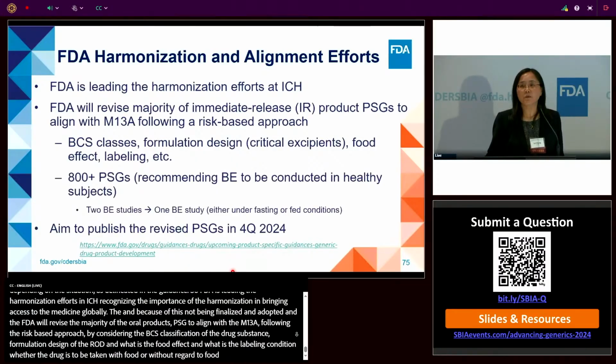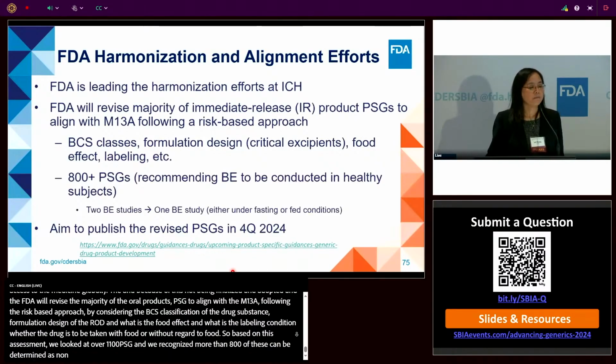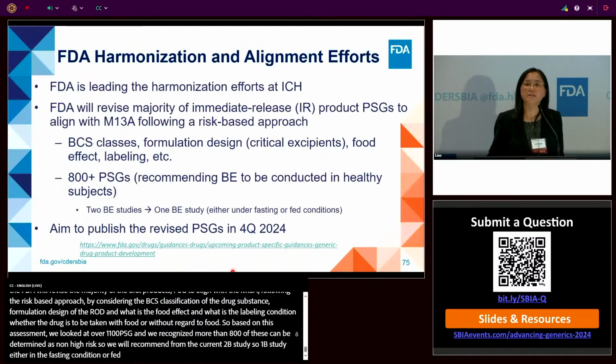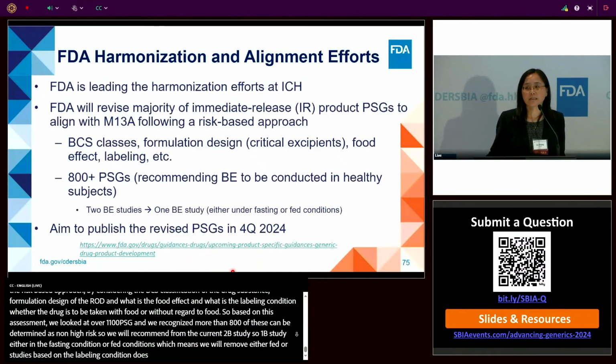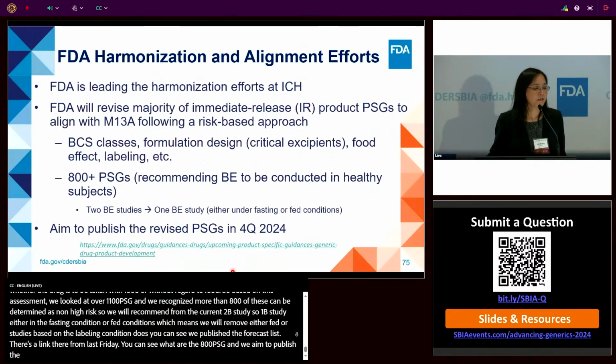So based on this assessment, we looked at more than 1,100 current existing PSGs which cover those products. And we recognize that more than 800 of these PSGs can be determined as non-high risk. So we will recommend moving from the current 2 BE studies to 1 BE study, either in the fasting condition or fed condition, which means we will remove either the fed BE study or the fasted BE study based on the labeling condition. And you can see we published the forecast list. There's a link down there, posted last Friday, so you will see which 800 plus PSGs those are. And we also aim to publish the revised PSGs in the first quarter of FY2024, which targets October next month.